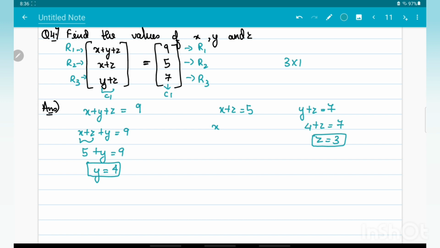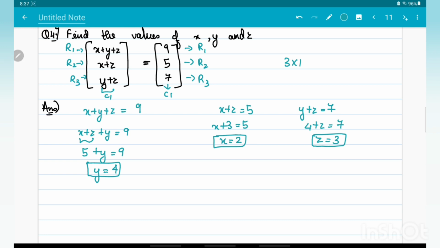Similarly, I substitute the value of z over here and I make it x plus 3 is equal to 5, and x is equal to 2. So I have found the values of x, y and z. So that is how you find the values of x, y and z. Now whenever they give you such type of questions where they ask you to find the values of elements like this, always the matrices are equal and you just have to equate the corresponding elements. Okay, you just have to equate the corresponding elements and find the values of those elements.